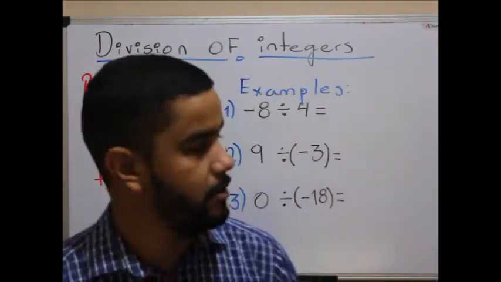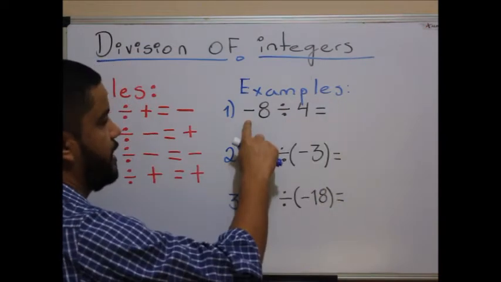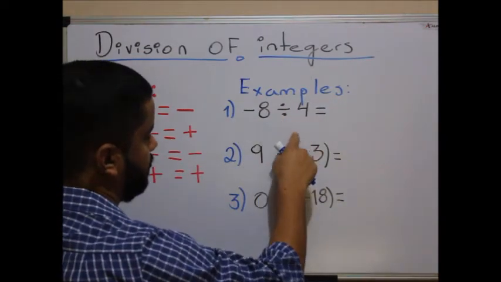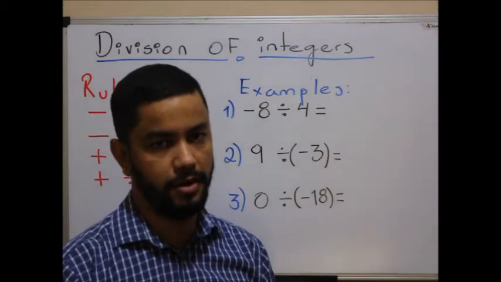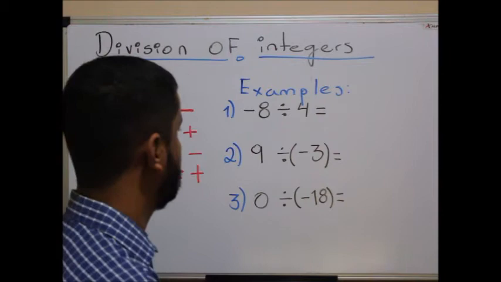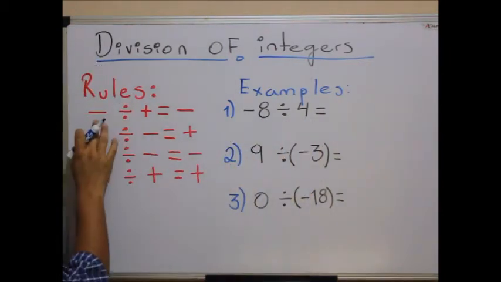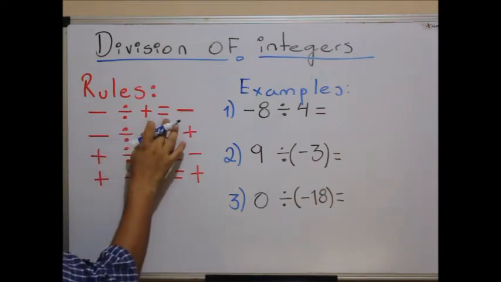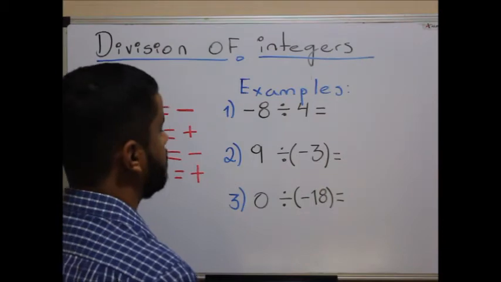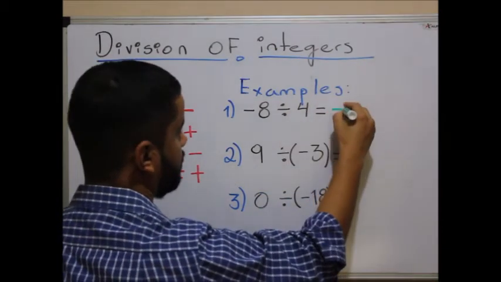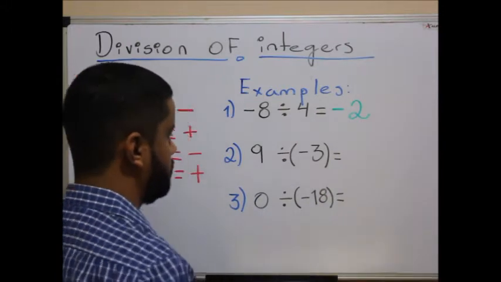So let's see those three examples. We're having there negative 8 divided by 4. Our 4 do not have a negative sign, so it's positive. That means that we're having here negative divided by positive. Negative divided by positive will be negative. So our solution here will be negative, and 8 divided by 4 is 2.